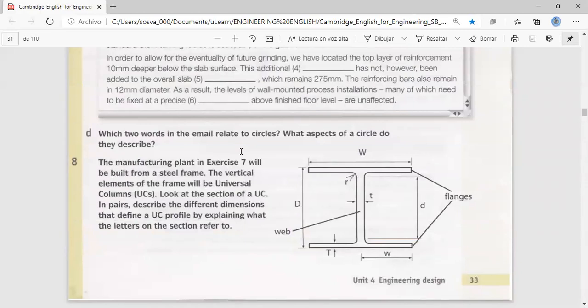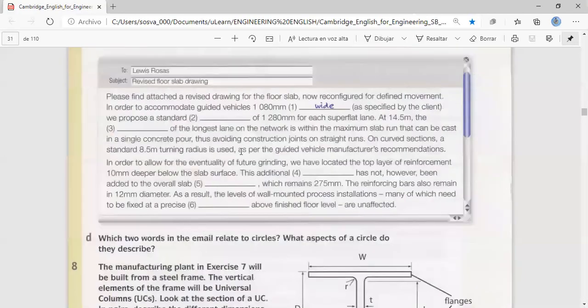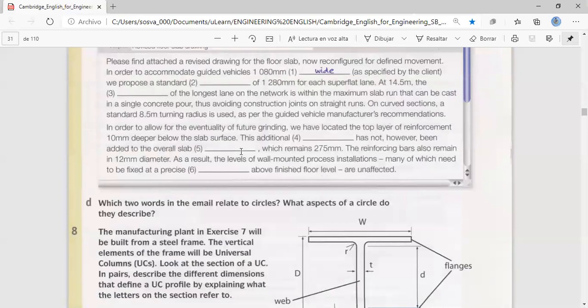Let's see. Letter D: which two words in the email relate to circles? In this email, you read two words that talk about a circle. Which ones are they? What aspect of the circle do they describe? When I talk about the diameter, exactly. So there's one word, diameter. And what's the other word?